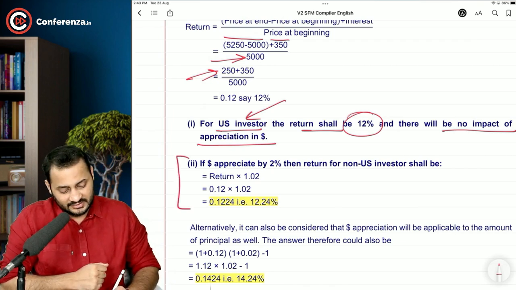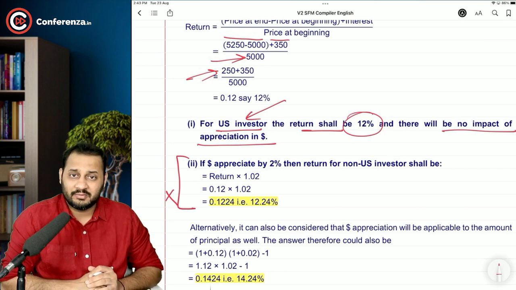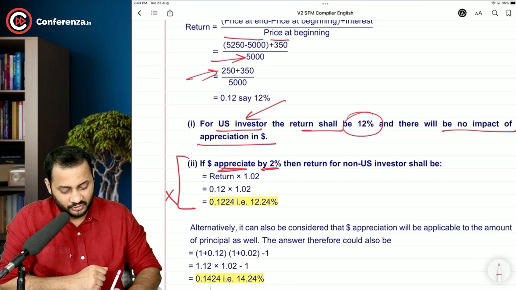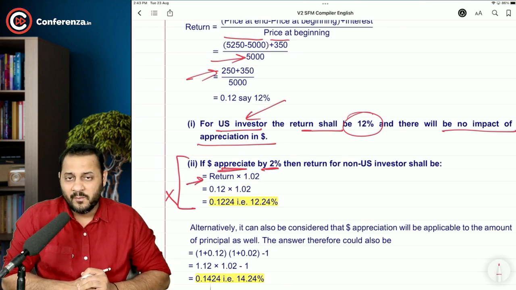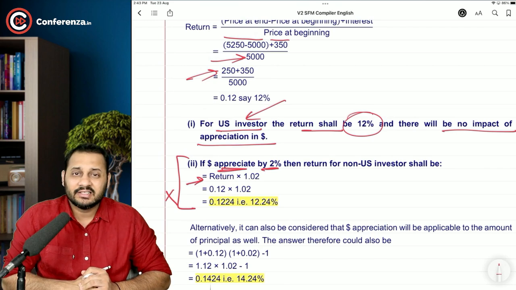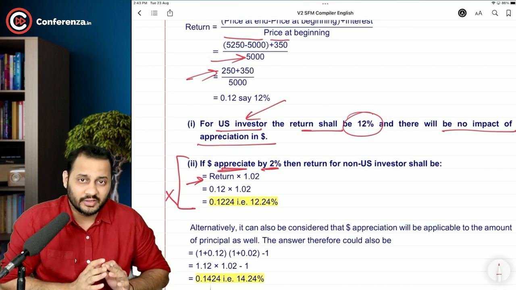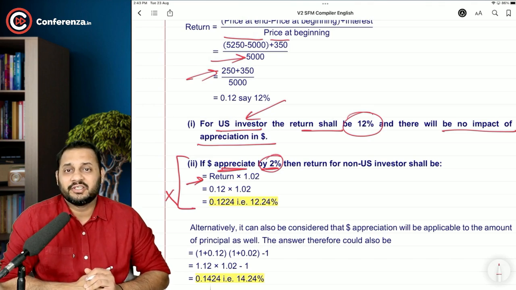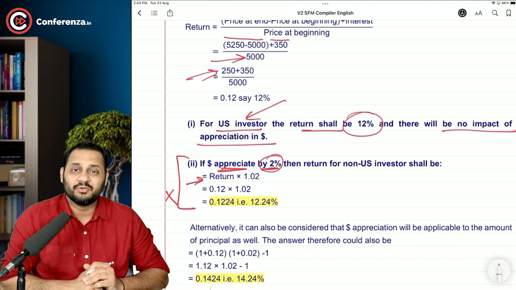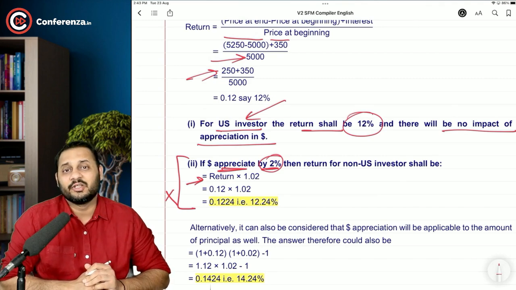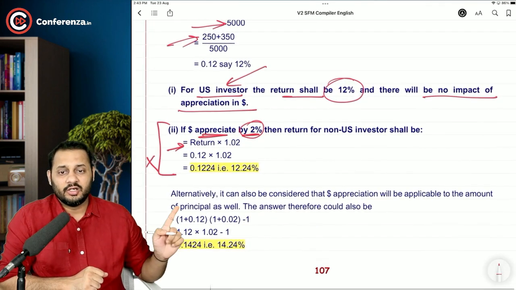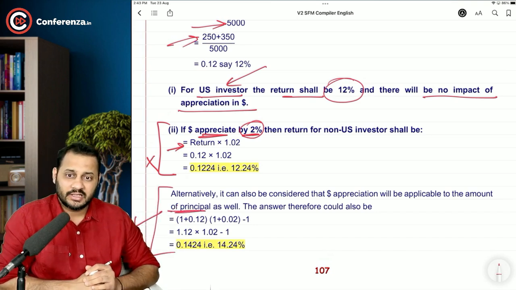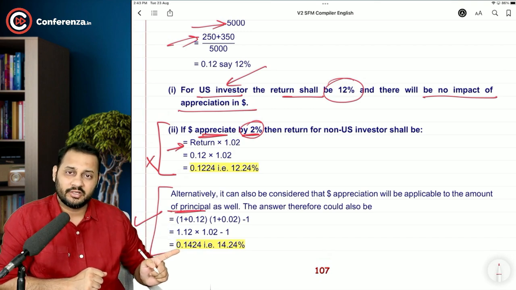Okay. This answer is totally wrong. Do not follow this in exam as well. What they have done is they have only impacted the 2% appreciation on return, not the principal value, which is baseless, senseless nonsense. Whenever the dollar will appreciate, it will not appreciate only on the interest, it appreciates mostly on the currency, and that currency includes the principal and interest as well. Alternatively, it can also be considered that it is impacting the principal as well, and this is the proper answer. You go with this 14.24%.